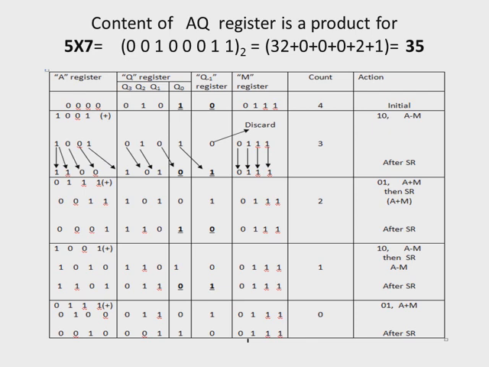After completing this, again compare the content of Q0 and Q minus 1 values, then apply Booth's multiplier table. This is followed until count reaches 0. If count reaches 0, the content of AQ register is taken as product. Accordingly, 5 into 7 equal to 35. So the content of AQ register is shown here.